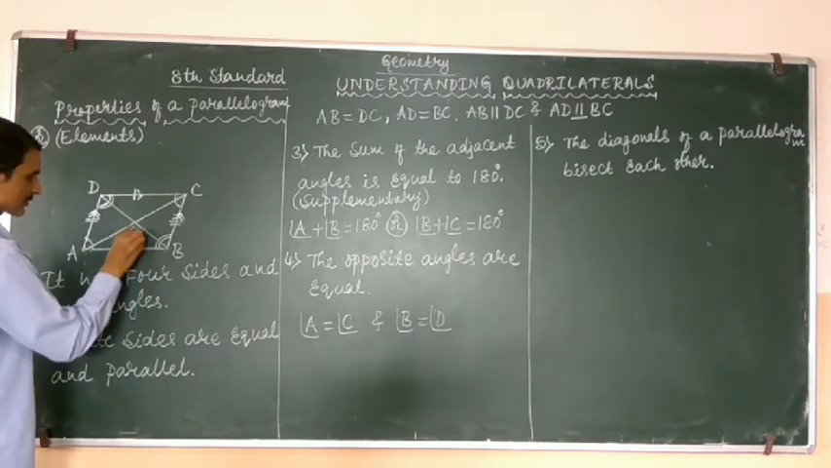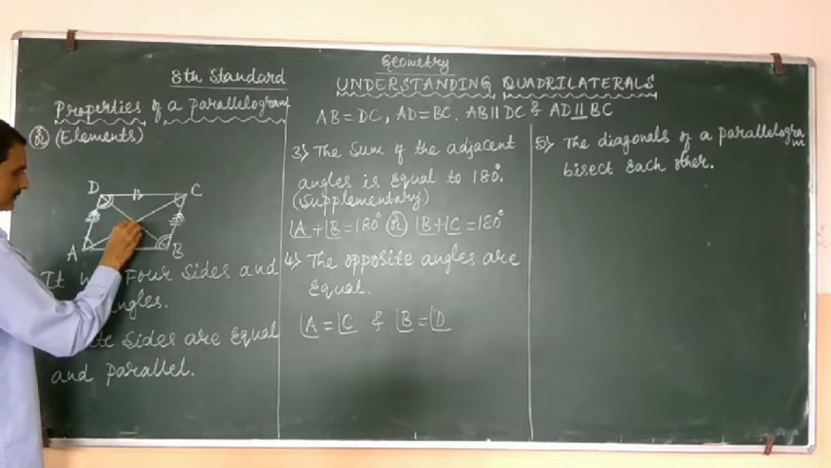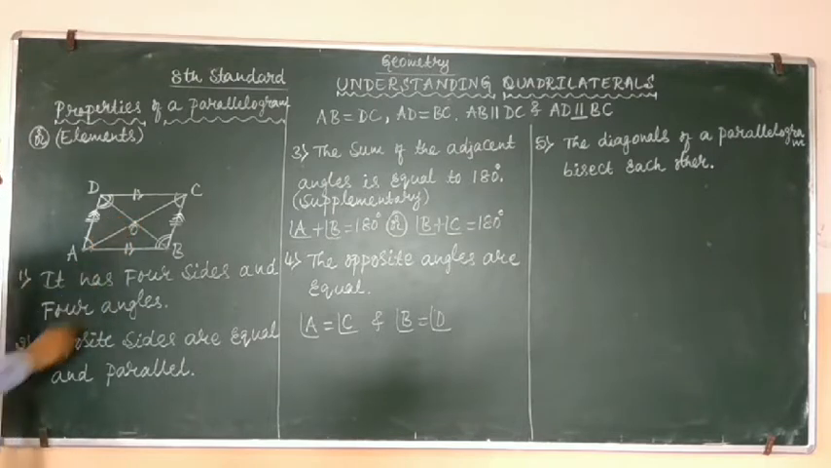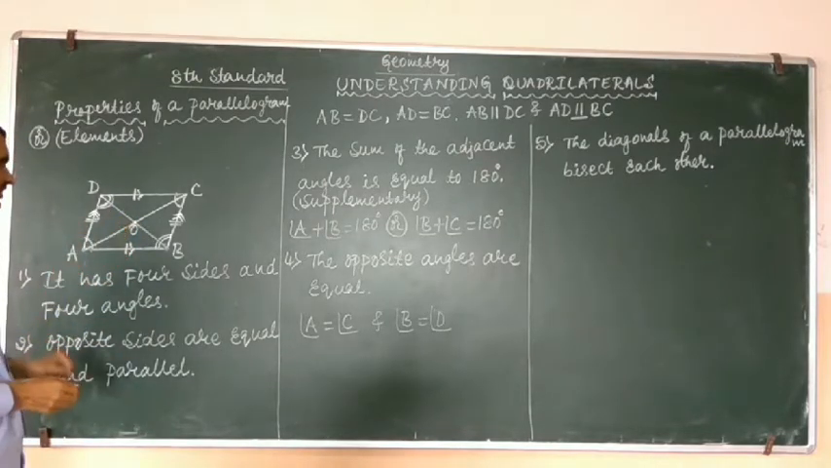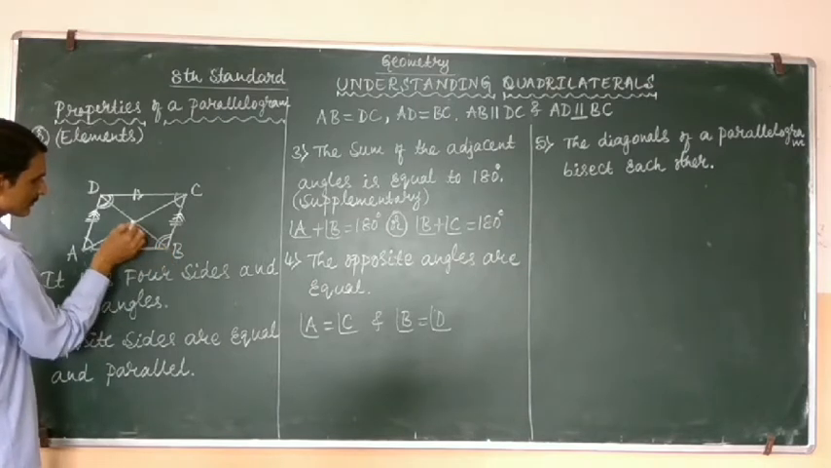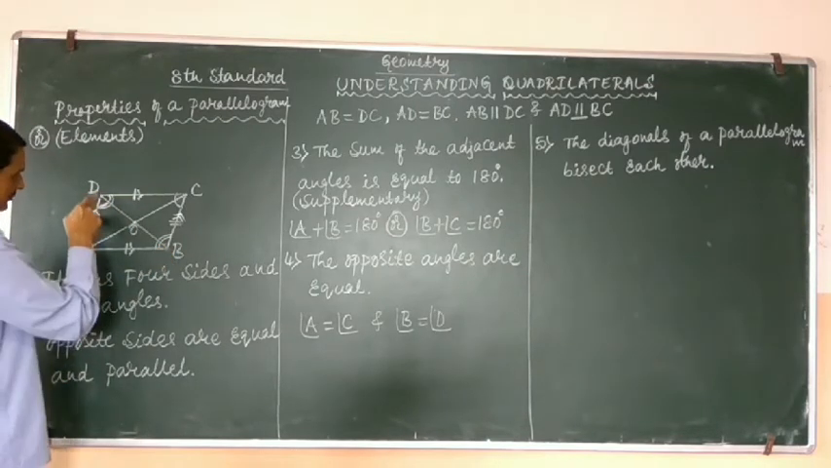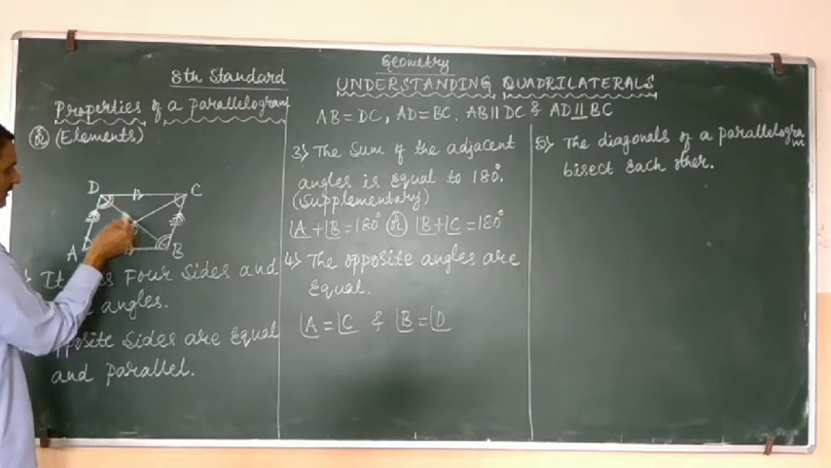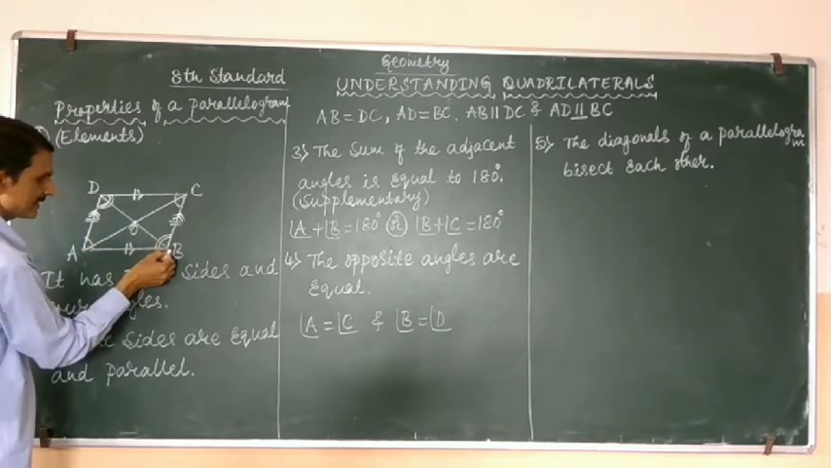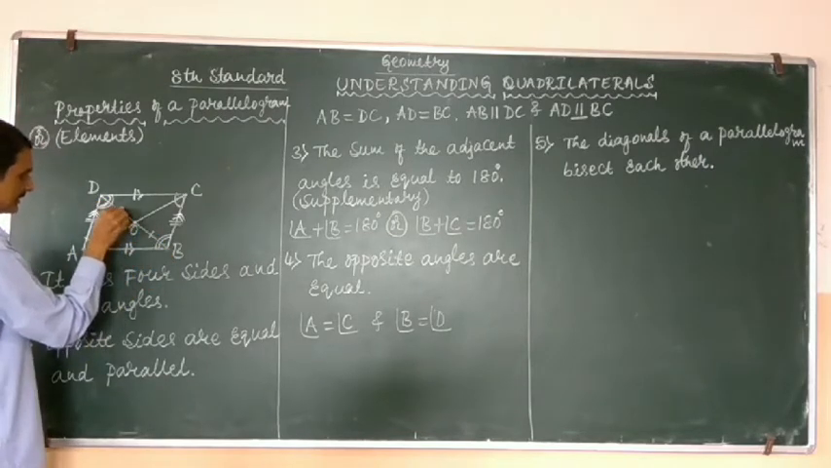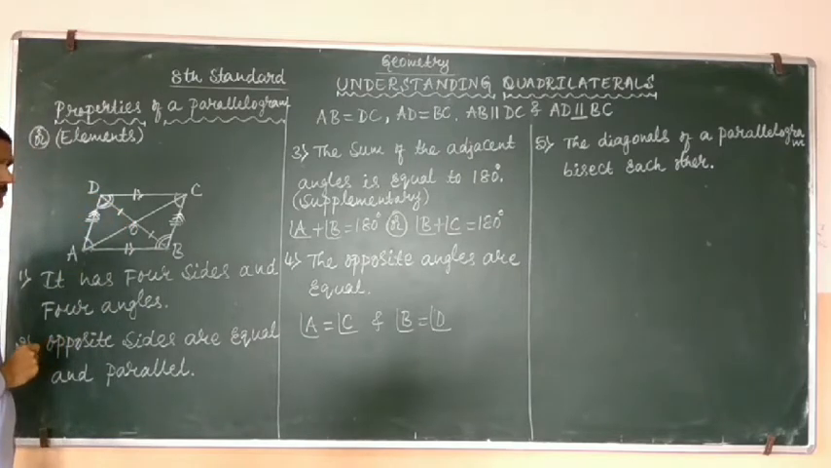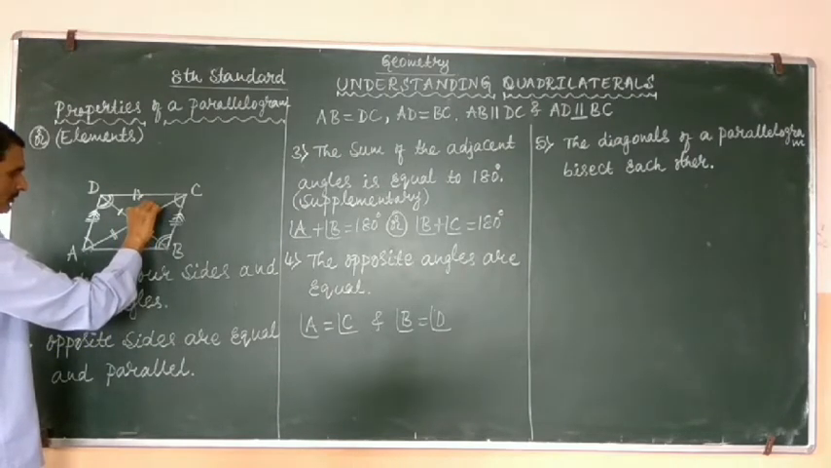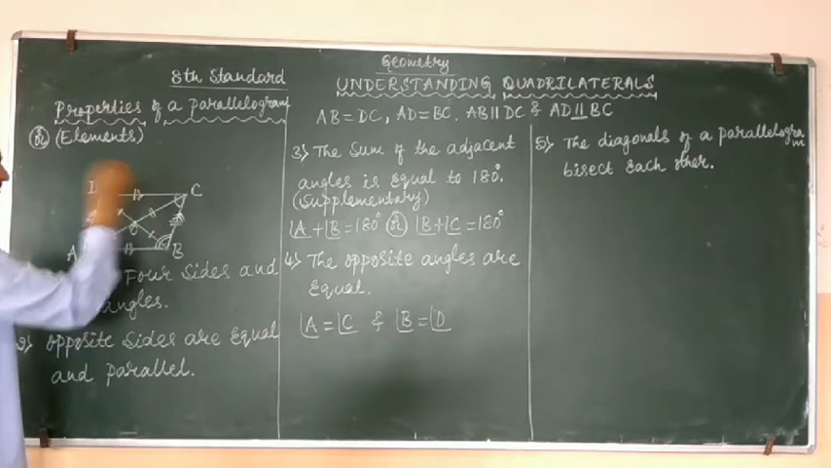That means, this is the point of intersection, where the two diagonals intersect at a point. The length of OB is equal to the length of OD. So DB is a diagonal, and it bisects at point O. Therefore, OB is equal to OD. Similarly, OA is equal to OC.